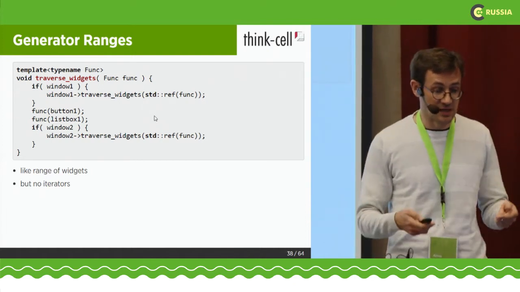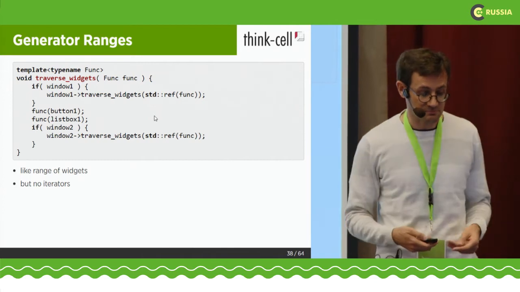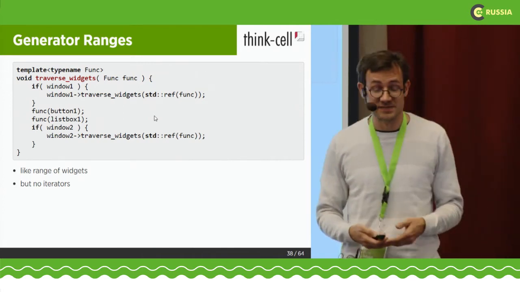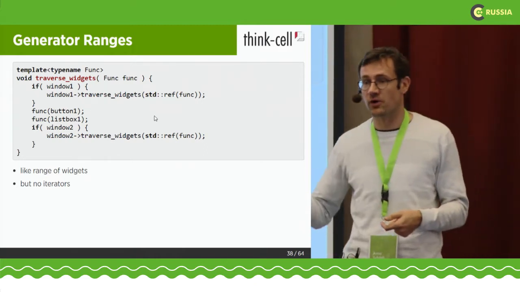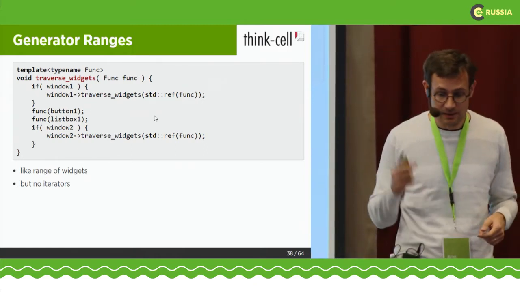Here I have as an example, traverse widgets. It's known as a visitor pattern, so you pass a functor, and that functor now gets called with all the elements. Easy enough.